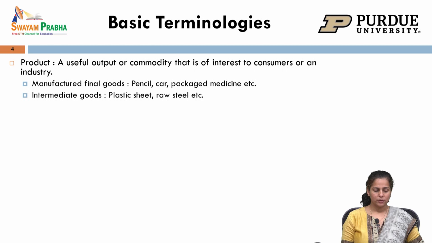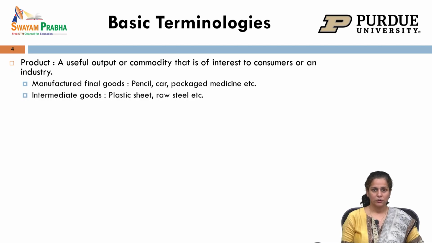In general term, product is a useful output or commodity that is of interest to consumers or an industry. Some examples of products are manufactured final goods such as pencil, car, packaged medicine, etc. Anything that you can think of that we consume can be classified as product, as long as it is not embedded in something else that we are using.